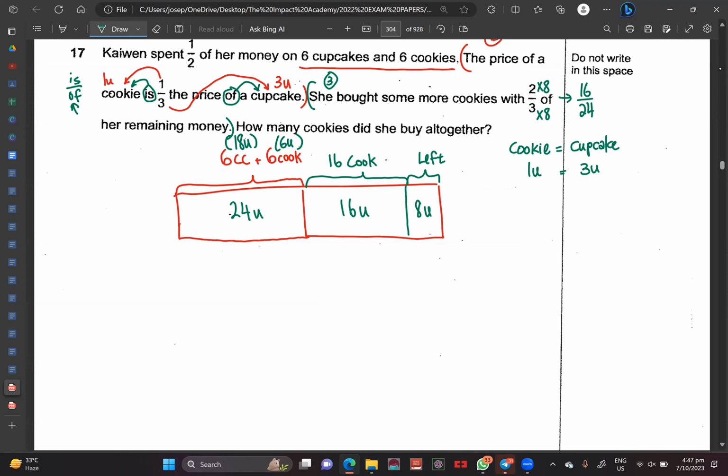How many cookies did she buy altogether? Cookies bought altogether, you can see cookies. Total cookies, let's ask ourselves. We will have 16 cookies plus 6 cookies. Therefore, your answer has to be 22 cookies bought in total.